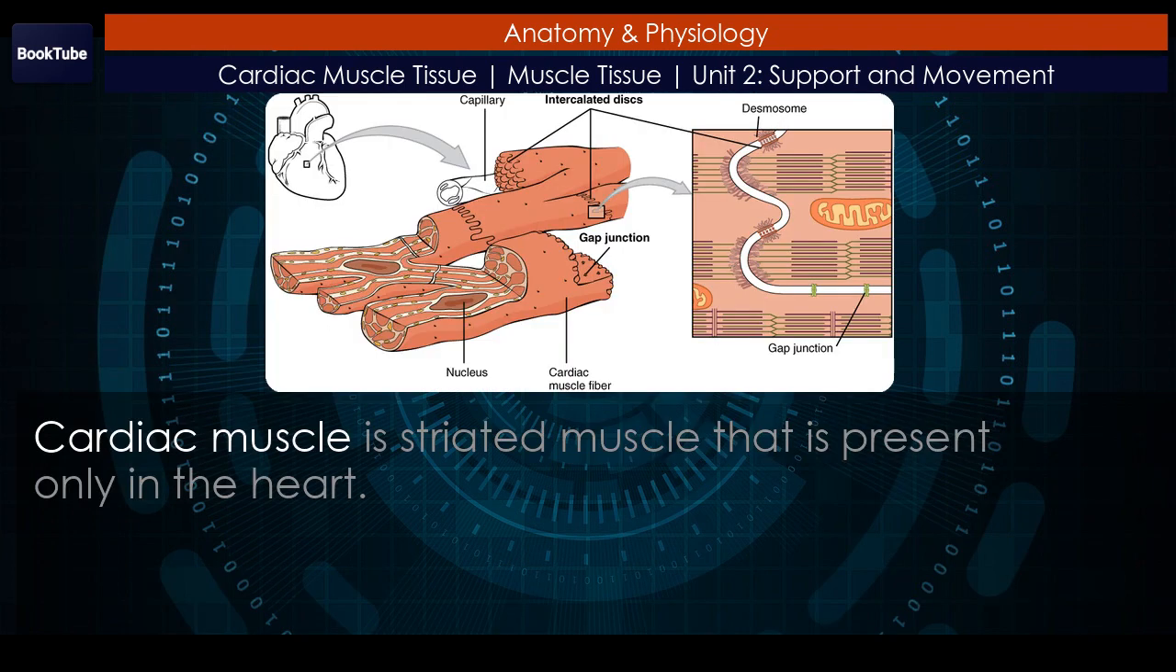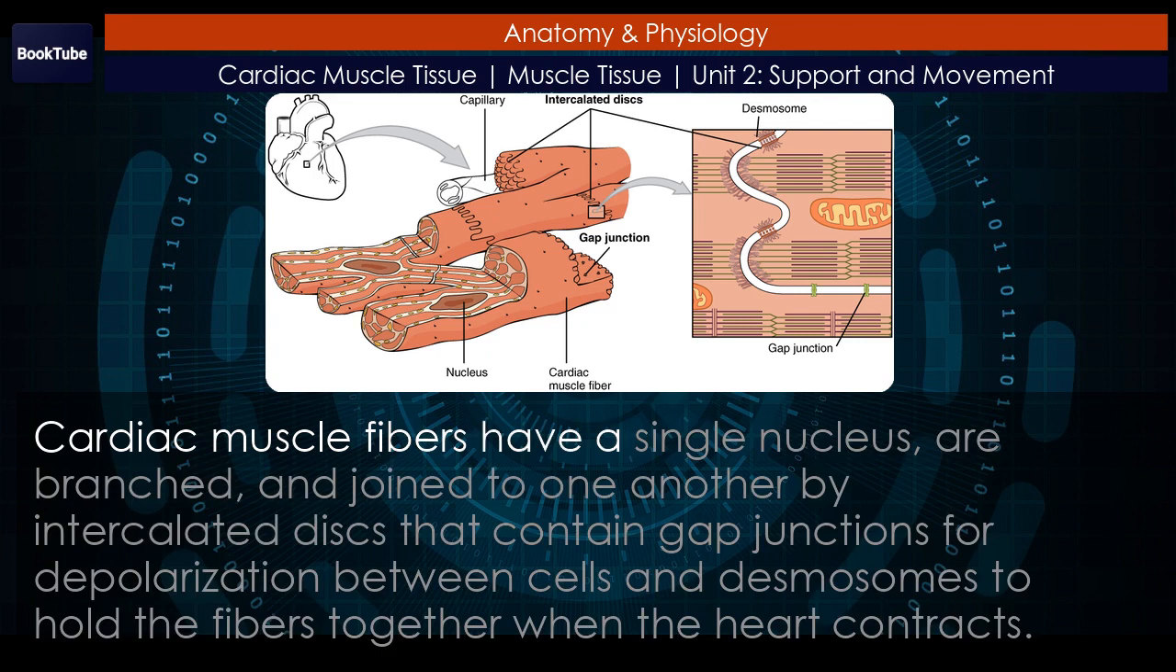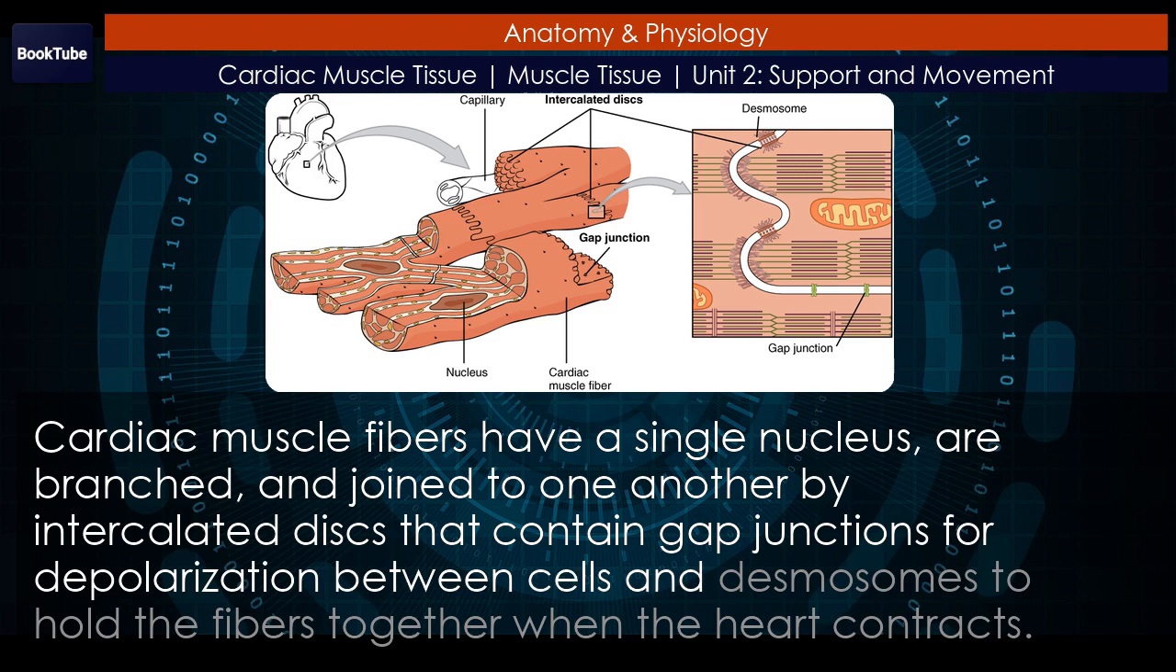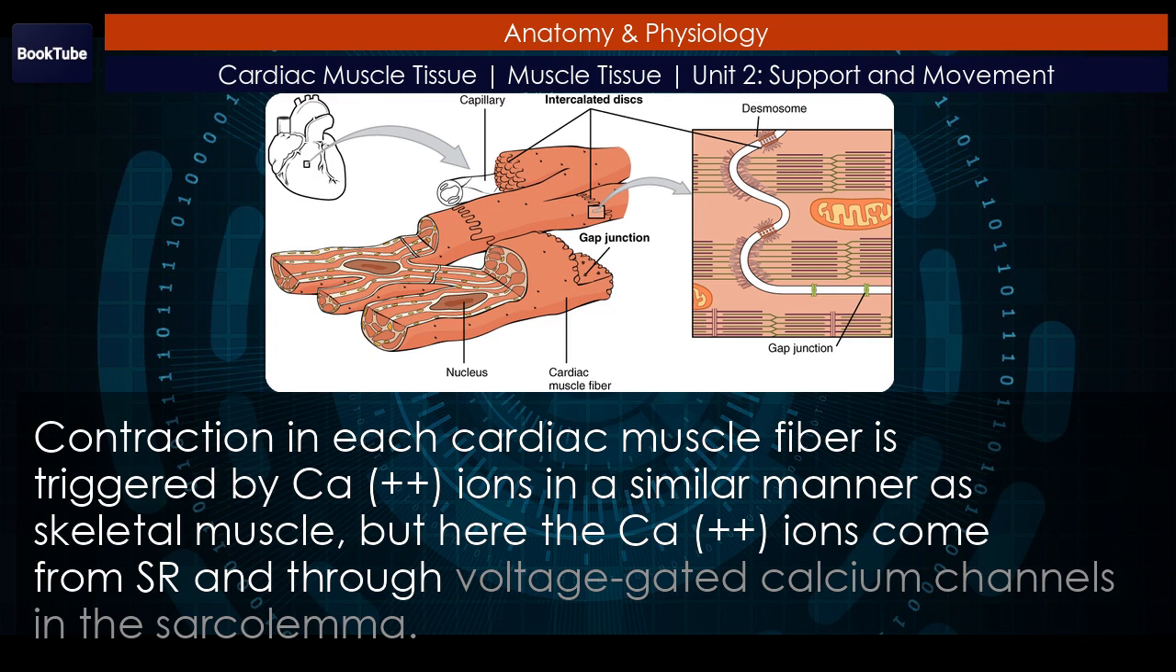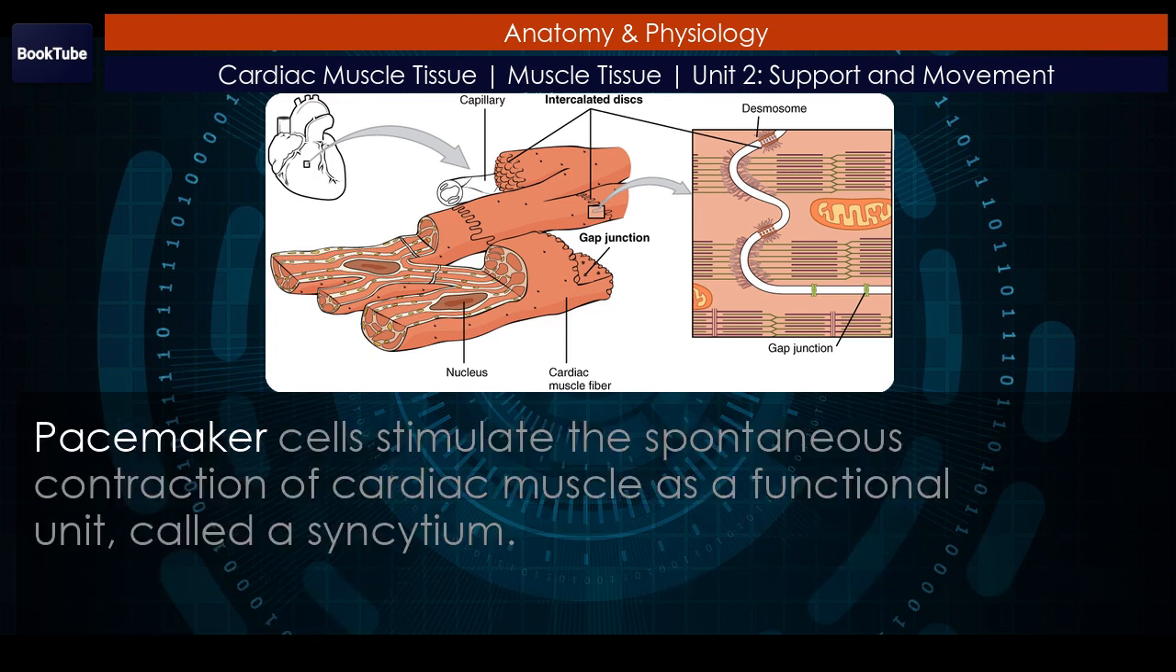Chapter Review. Cardiac muscle is striated muscle that is present only in the heart. Cardiac muscle fibers have a single nucleus, are branched, and joined to one another by intercalated discs that contain gap junctions for depolarization between cells and desmosomes to hold the fibers together when the heart contracts. Contraction in each cardiac muscle fiber is triggered by Ca++ ions in a similar manner as skeletal muscle, but here the Ca++ ions come from the SR and through voltage-gated calcium channels in the sarcolemma. Pacemaker cells stimulate the spontaneous contraction of cardiac muscle as a functional unit, called a syncytium.